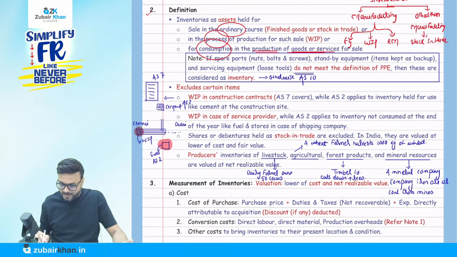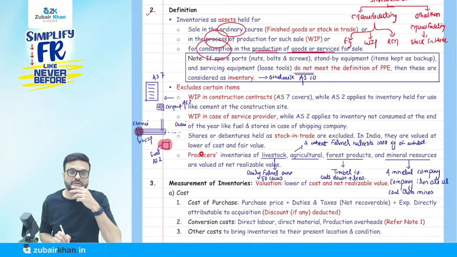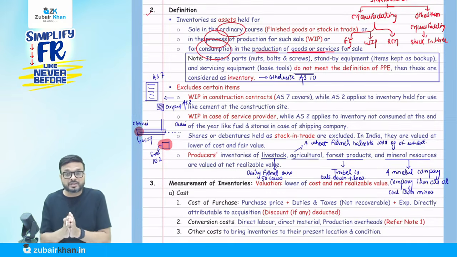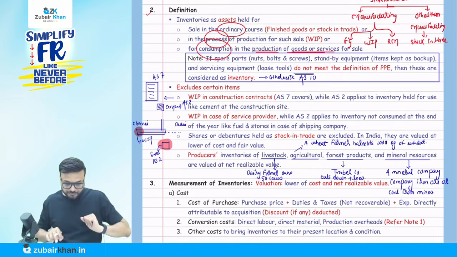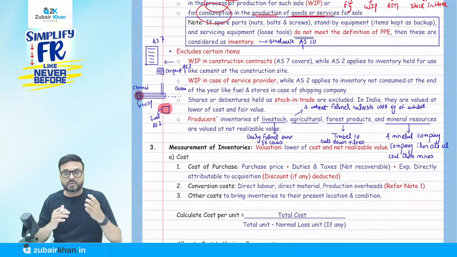It is a general practice in India for shares and debentures which are held as stock in trade to be valued generally at cost or fair value. Anyway, under AS2, shares or debentures held as stock in trade are not going to be covered here. Now, the last point, producers of inventory of what? Livestock. For example, a dairy farmer owns 50 cows. Those livestock are not going to be covered here.